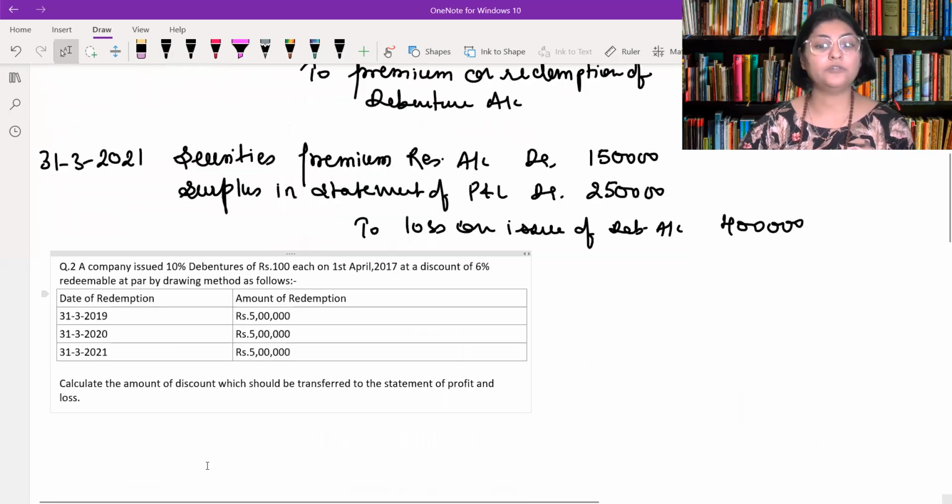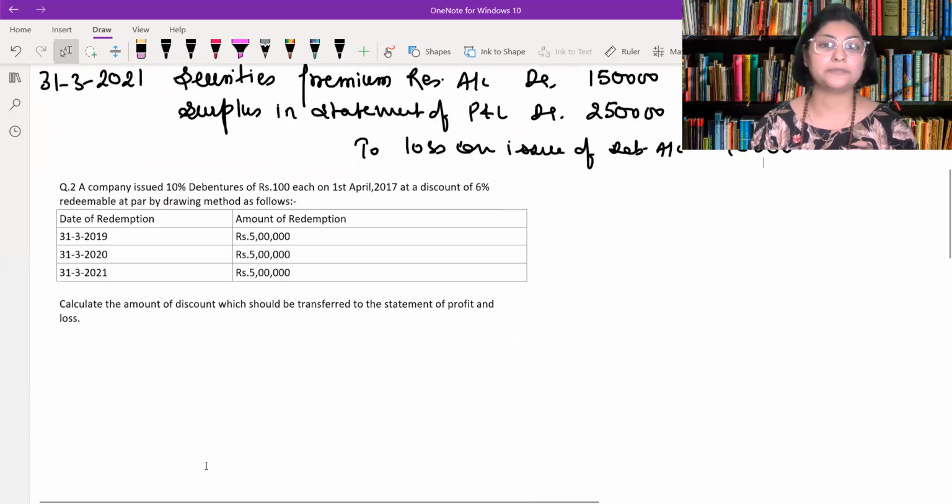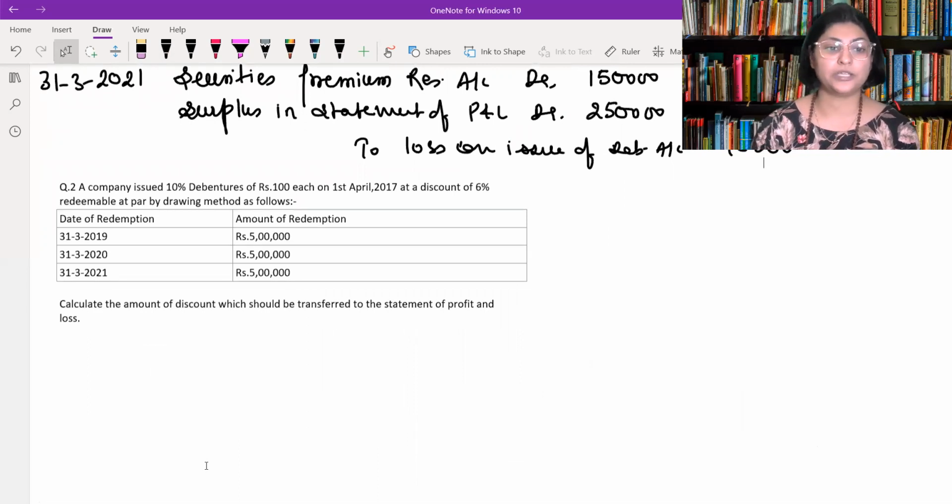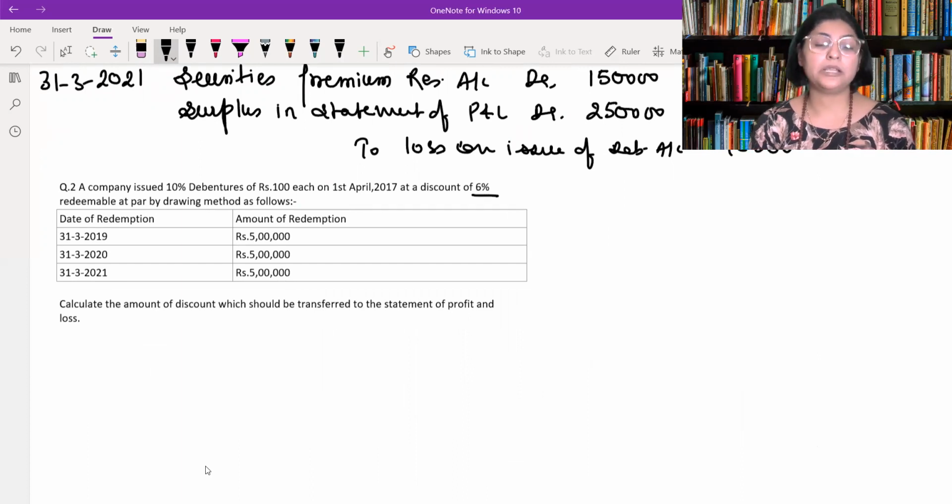As I told you, we will do 5 questions, and in 5 questions your concept is going to be very, very clear. Now let's see what the next question is. The next question is question number 2. As you can see on your screen, a company issued 10% debentures of rupees 100 each on 1st April 2017 at a discount of 6%, redeemable at par.